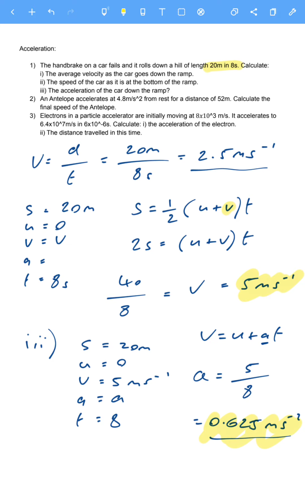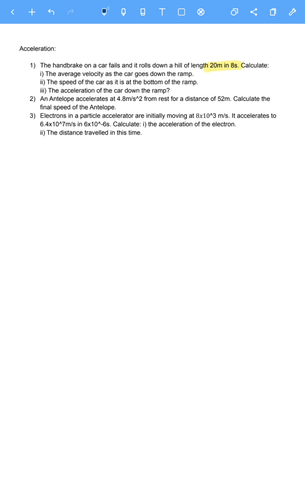All right, let's have a look at question 2. So question 2, an antelope accelerates at 4.8 meters per second squared from rest for a distance of 52 meters. Calculate the final speed. Right, okay, so let's do SUVAT. Let's say the antelope is running to the right, and right's positive.